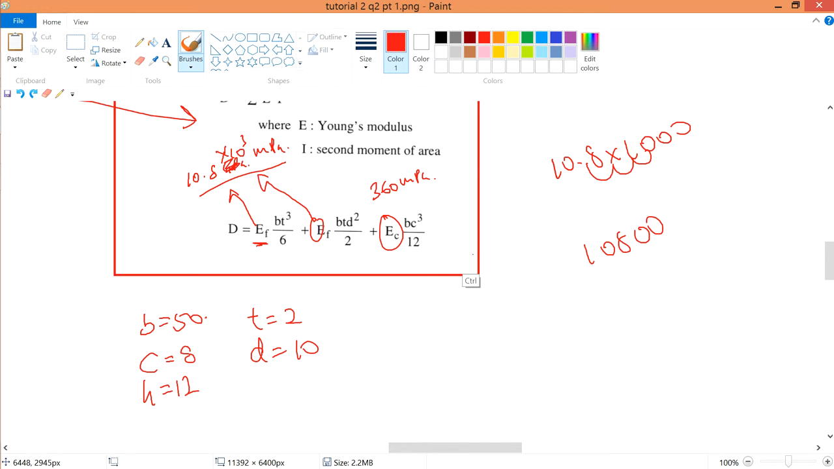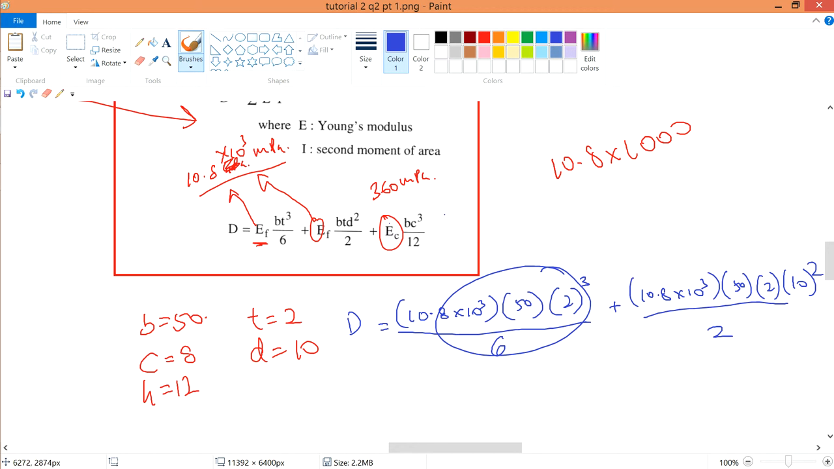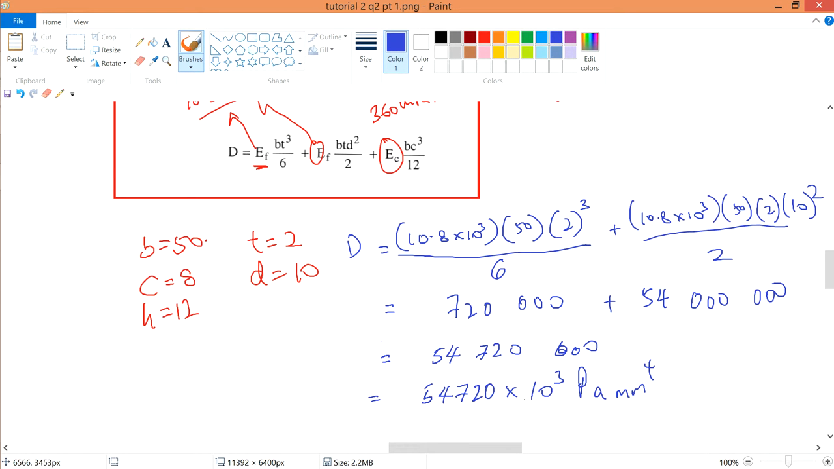So if I were to just calculate for these two equations, EF is 10.8 times, I'll just write out the formulas. This thing over here is this one, while this thing over here is this one. And if I were to work it out, the value for your D, your flexural rigidity, if I calculate all this, I will have 54720 times 10 to the power of cube Pascal millimeter 4. So the unit for your flexural rigidity, take note, is Pascal millimeter 4.